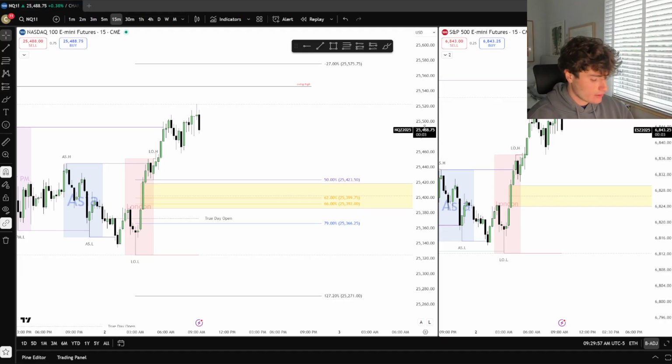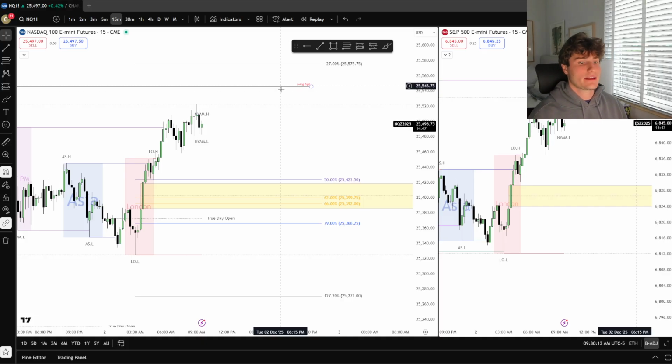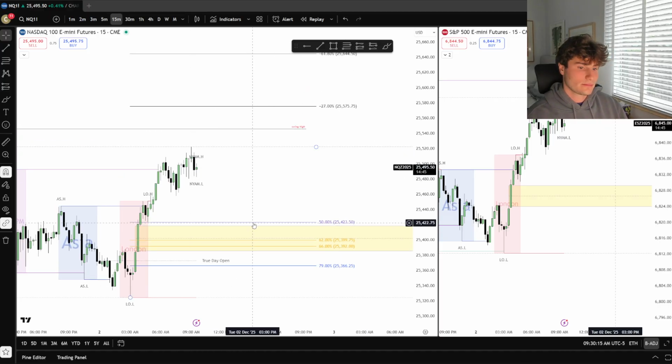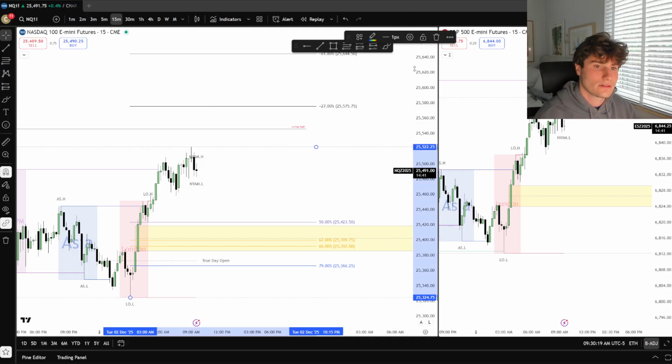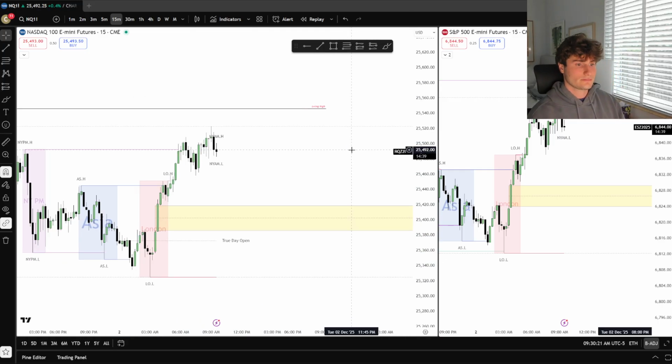Okay, market just opened. If we take out this swing high before we trade back in here, I will obviously be looking for shorts. So let's just see what happens here.